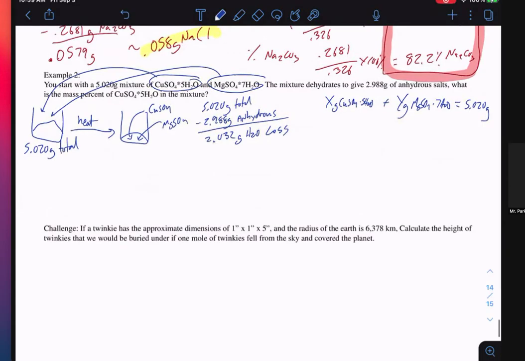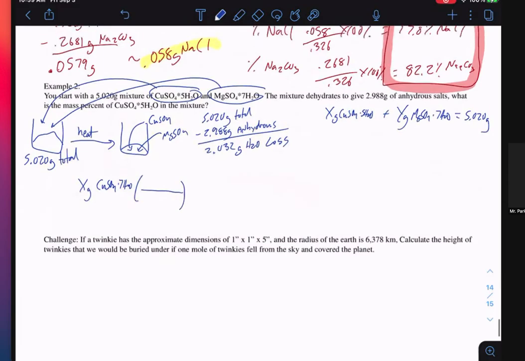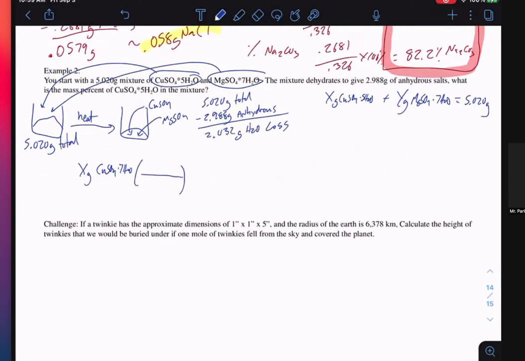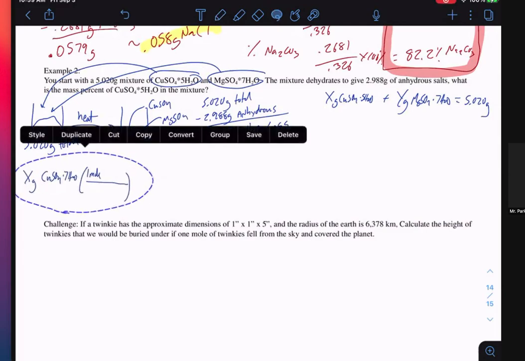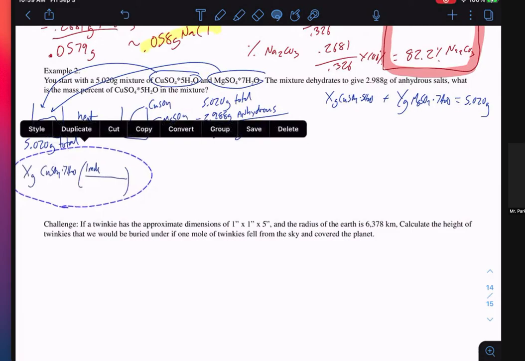So I'm going to start by saying, all right, X grams of the CuSO4·5H2O. The first thing I'm going to do is realize, okay, in 1 mole, you know what, this is going to be a lot of writing, so I'm going to shift this as far to the left as possible. I don't want to run out of room.